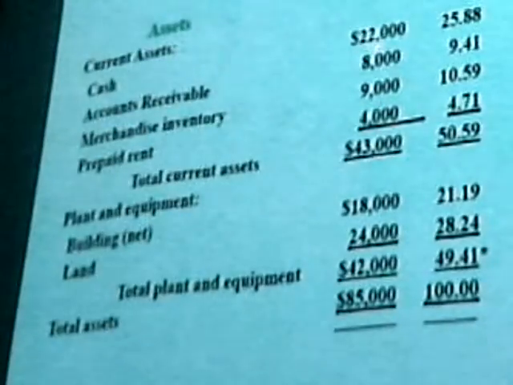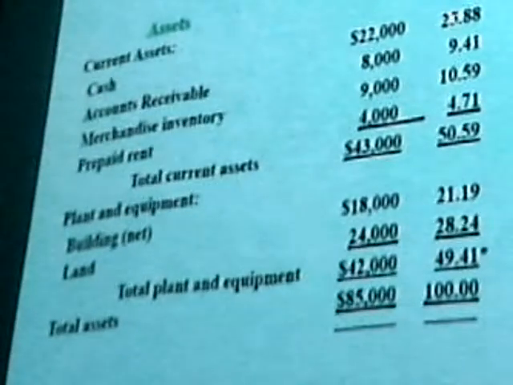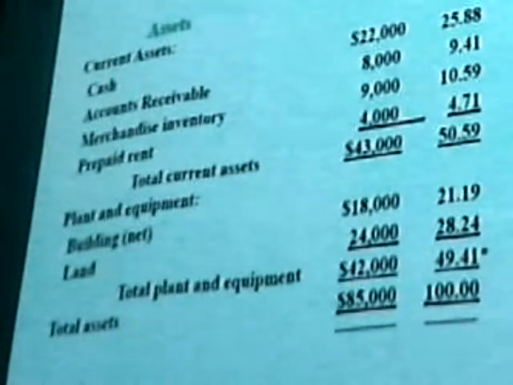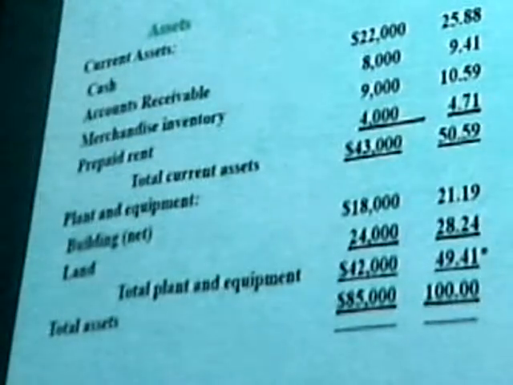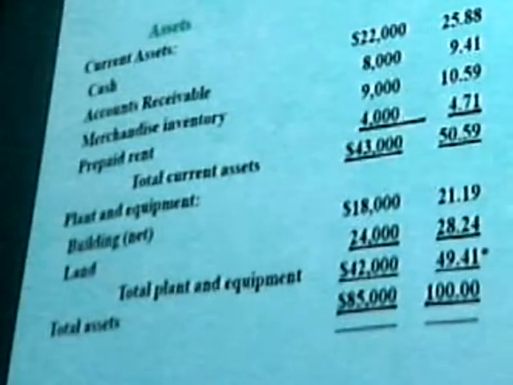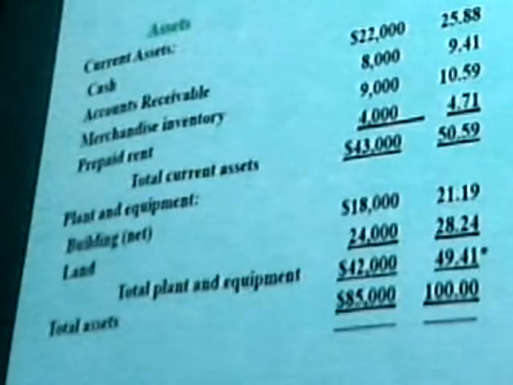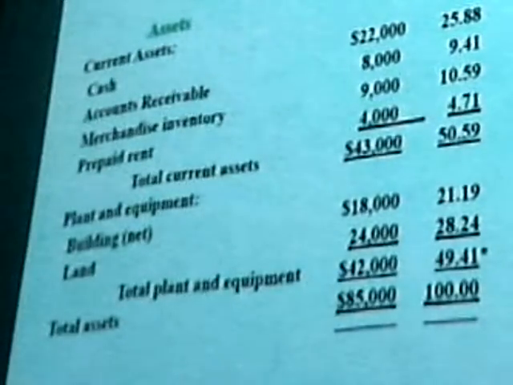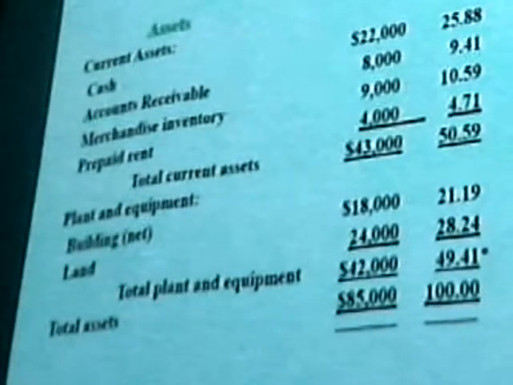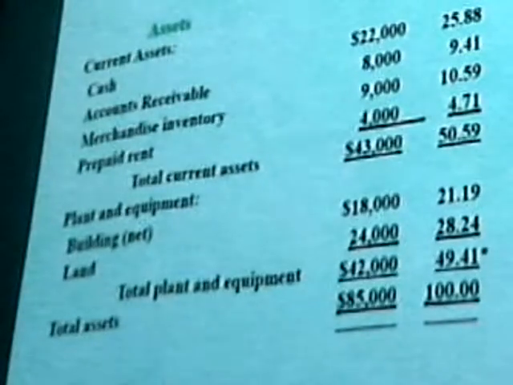So 22,000 divided by 85,000. So you divide by the total every time. Every time. What you'll get here for your answer, if you punch it in, is 0.2588 on the calculator, and then you turn it into a percent. So move the decimal 2 places to the right, and you'll get this. Any questions so far? So basically it'd be 22,000 over 85,000.